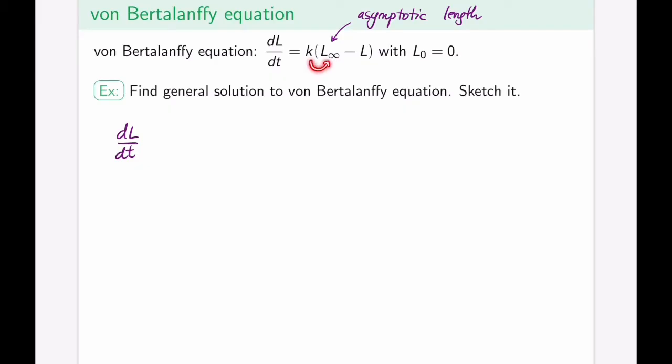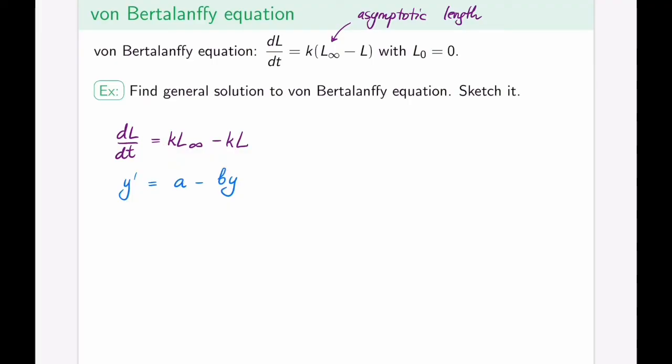So what I'm going to do is open up the brackets and multiply by K. So we have K L infinity minus K L. So here it's a constant times a constant, here it's a constant times my variable L. So this makes it very clear that this equation in fact is of the form A minus BY, because this is a constant that can be modeled by A, and this is a constant that can be modeled with B. This means that I can solve this equation.